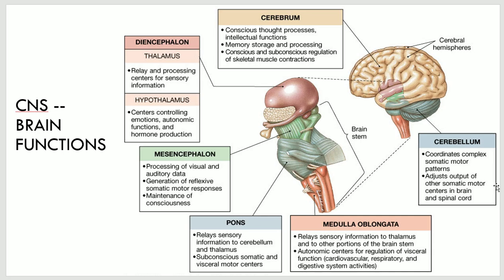What does the cerebellum do? The cerebellum coordinates motor patterns, so movement. It just adjusts output of other somatic motor centers in the brain and the spinal cord. So this fine-tunes movement, essentially. It deals a lot with balance, with fine motor skills.